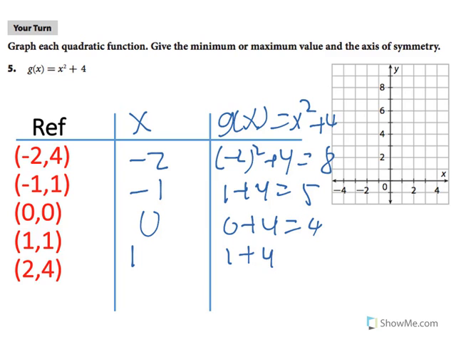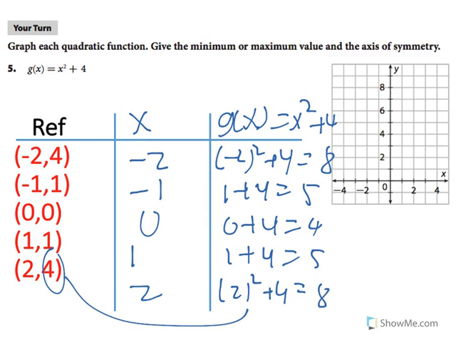For 1, 1 plus 4 is 5, and for 2, 2 squared plus 4, 4 plus 4 gives us 8. So negative 2 and 8 is here, negative 1 and 5 is here, 0 and 4 is here, 1 and 5 is here, and 2 and 8 is here. So the graph is this. It went up 4 units.